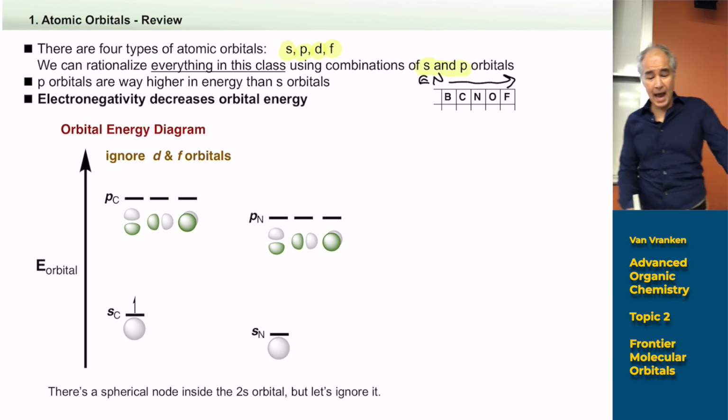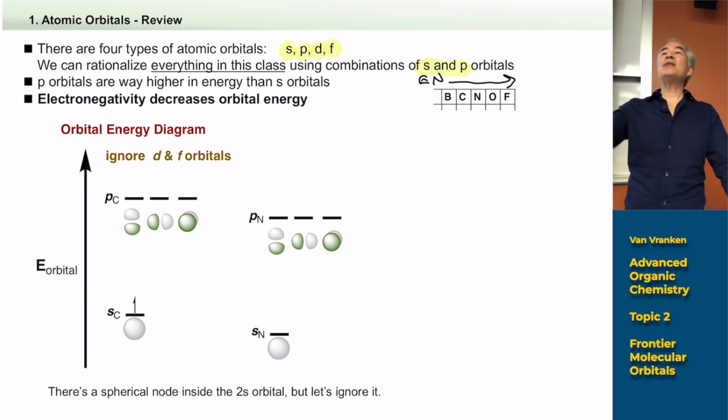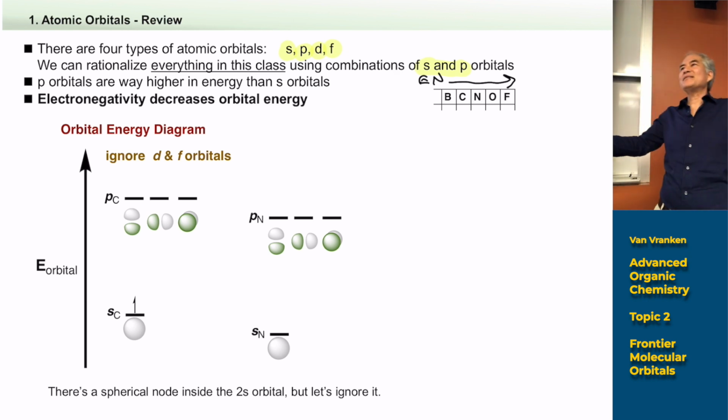atomic orbitals. So what happens if I compare a p orbital on carbon with a p orbital on nitrogen? Well, nitrogen has more protons in the nucleus, more positive charges in the nucleus. If you were an electron, you would want to spend your time on nitrogen, not on carbon. That makes sense. You just need to know plus and minus to make sense out of that.